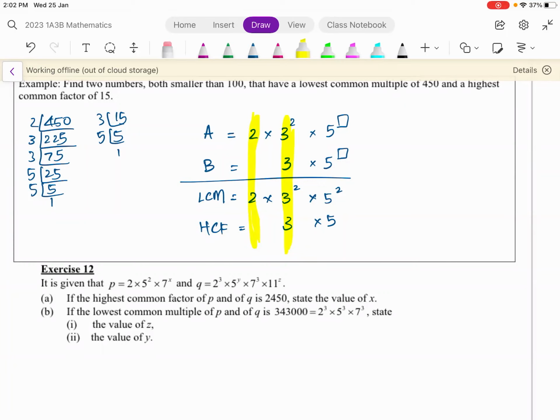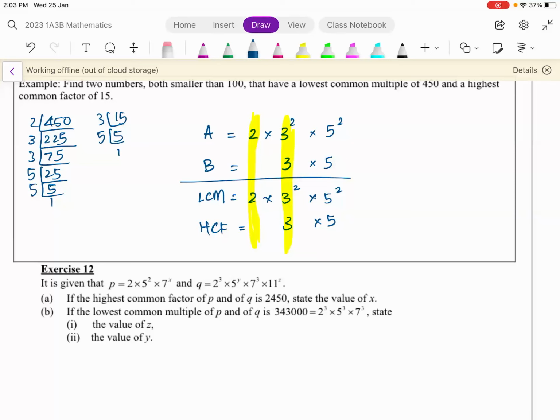Let's try this being power 2. Okay, let's give it to the first one. You're very fast. Okay, let's just pretend that I'm slower, okay? This one, power 2, this one power 1. It's satisfied, right? LCM 5 square, HCF 5. But there was one more condition. It says that both numbers are smaller than 100.